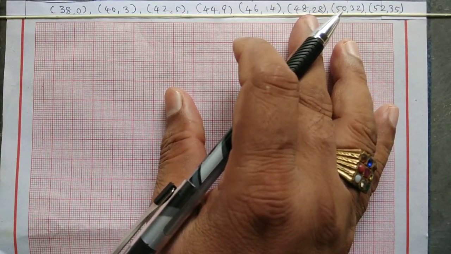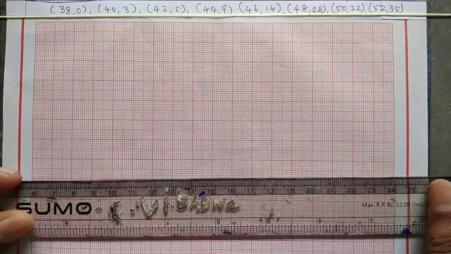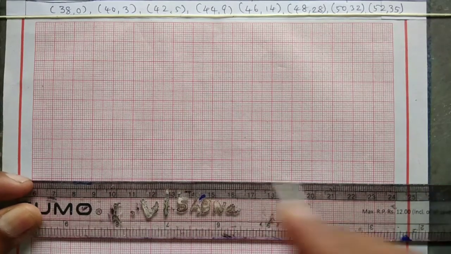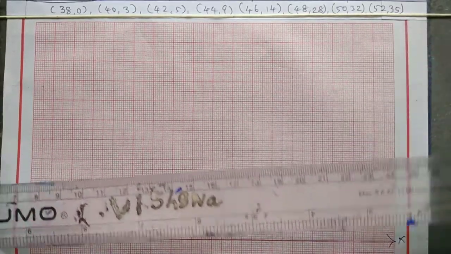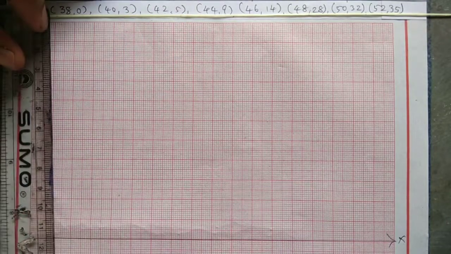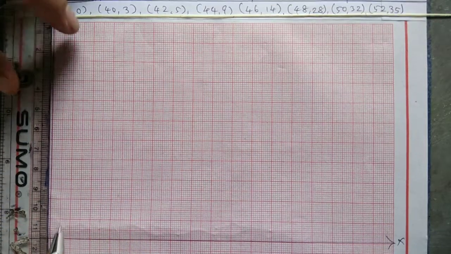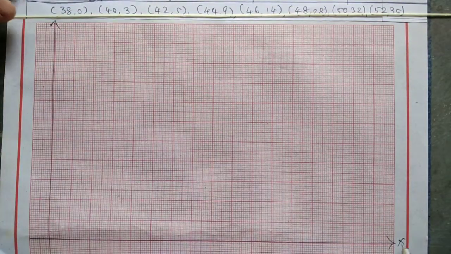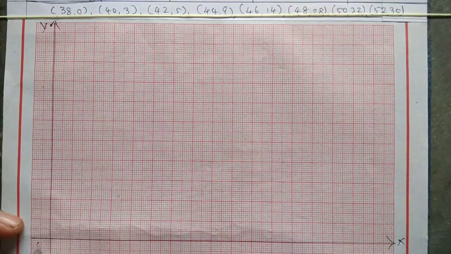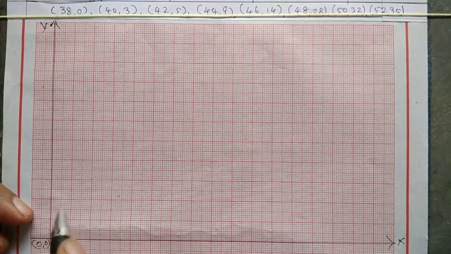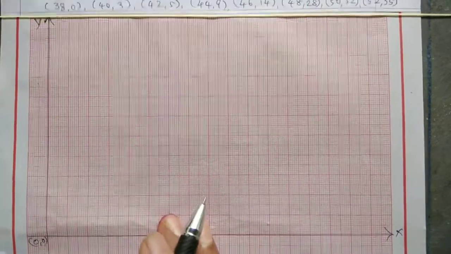First we have to make the Cartesian plane, that is the x-axis and the y-axis. The vertical line is called the y-axis, the horizontal line is called the x-axis. The intersecting point of the axes is 0, 0. Now we have to show this in this graph.